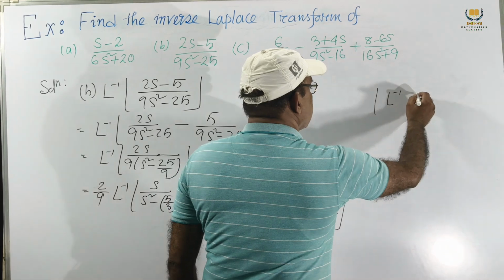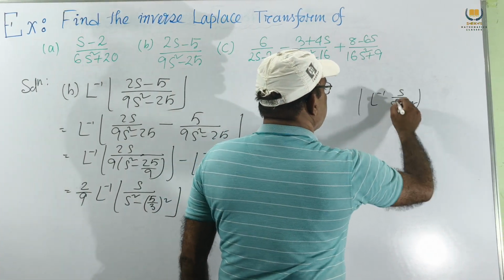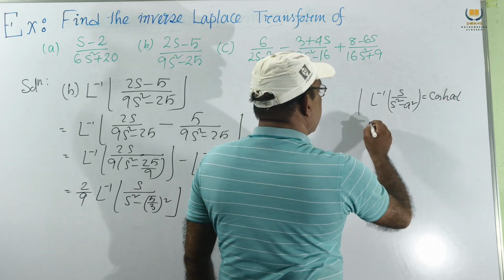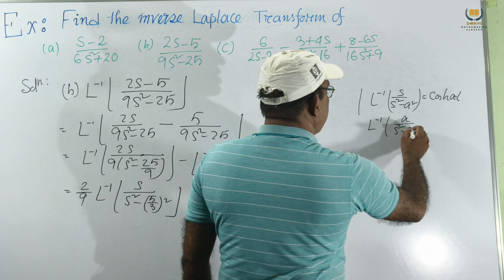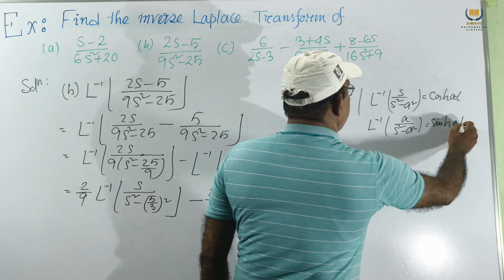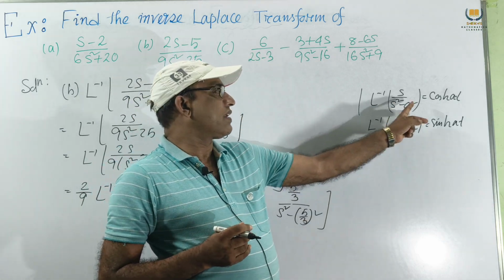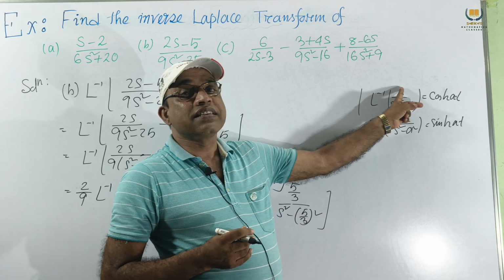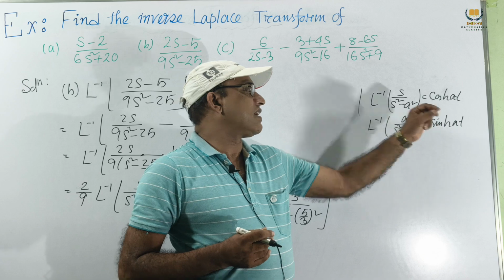L inverse of s by s square minus a square is cos hyperbolic at. L inverse of a by s square minus a square is sine hyperbolic at. If the denominator is minus, then we get hyperbolic. So if it is s, then cos hyperbolic at, and if it is a, then sine hyperbolic at.